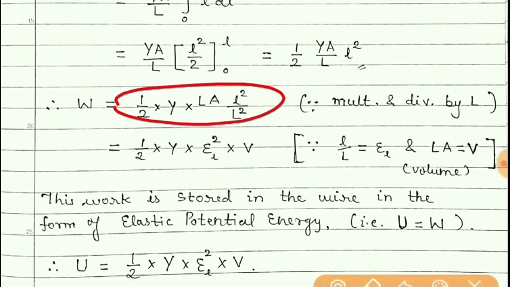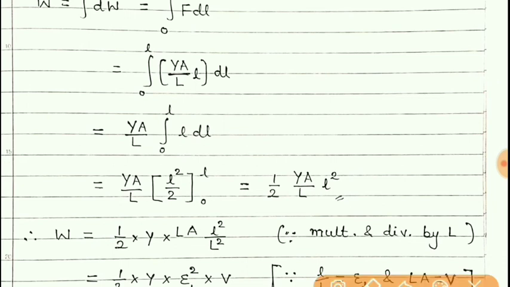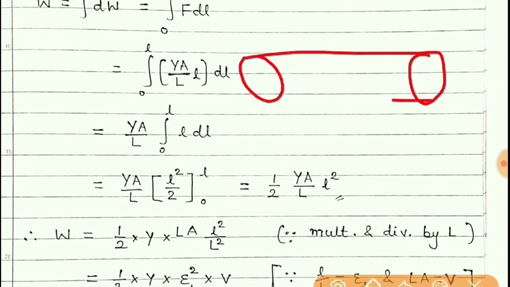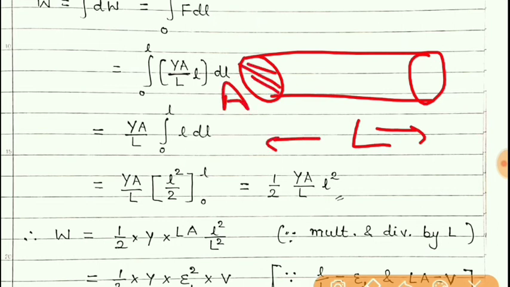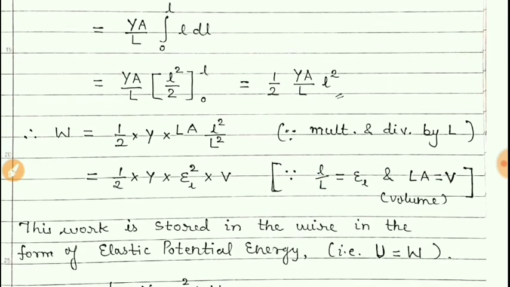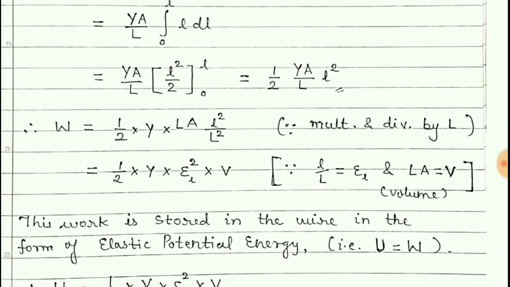And why have I arranged these terms in this way? It is because we know that this length into cross section area can be written as volume. L into A is nothing but the volume of that wire. Once again students, look here. Suppose this is a wire having length L and its cross section area is A. So area into length is nothing but the volume of this wire or a cylinder. And that's why this L into A is nothing but volume.